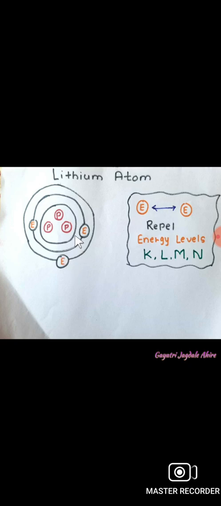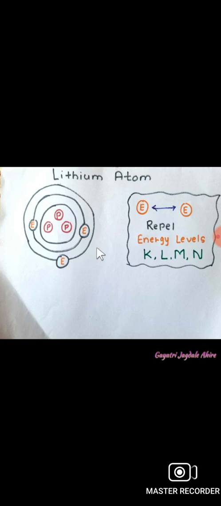The first shell holds only 2 electrons. So there are 2 energy levels in the lithium atom. The first energy level holds only 2 electrons. So what about the third electron? The lithium atom contains 3 protons in the nucleus and 3 electrons in the shells. They revolve around the nucleus. If the first energy level holds only 2 electrons, then what about this third electron?